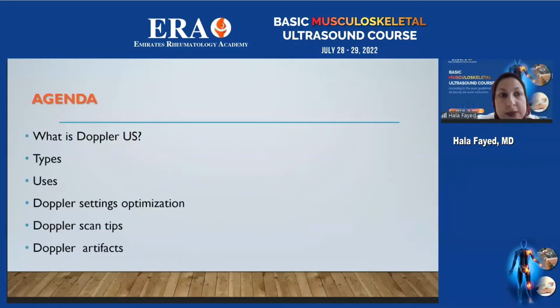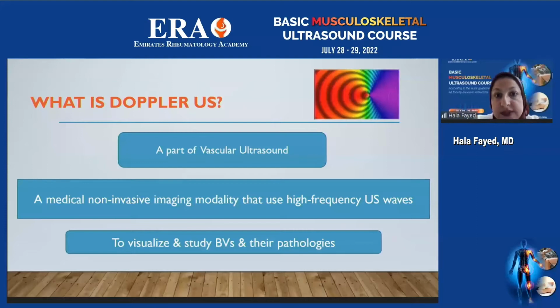My agenda will pass through these topics. First, what is Doppler ultrasound? Types of Doppler, uses, Doppler setting optimizations, some scanning tips, and Doppler artifacts. So what is Doppler ultrasound? This is part of the vascular ultrasound, which is a medical non-invasive imaging modality that uses high frequency ultrasound waves to visualize and study blood vessels and their pathologies.